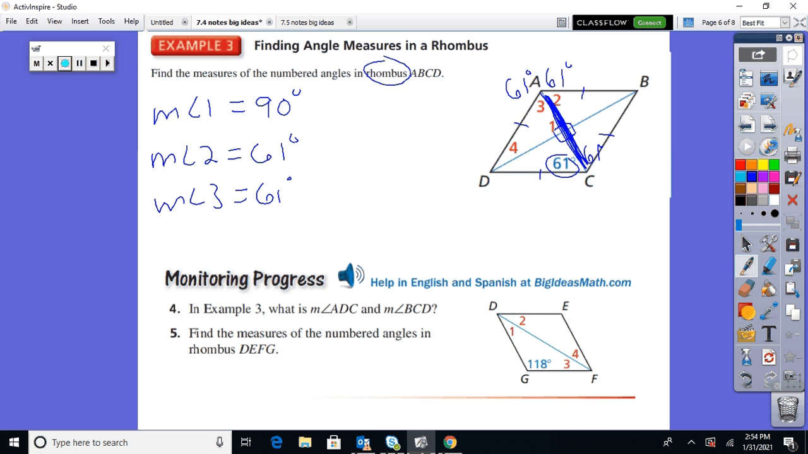Now you can probably guess how we're going to get angle 4. If I take a look at this triangle, blow it up a little bit, I've got the 90 in the middle and a 61 right there. So that's going to leave you with 29 degrees using the 180 concept. So the measure of angle 4 would have to be 29 degrees. That's what's left out of 180. So you can see how you can split the rhombus up.